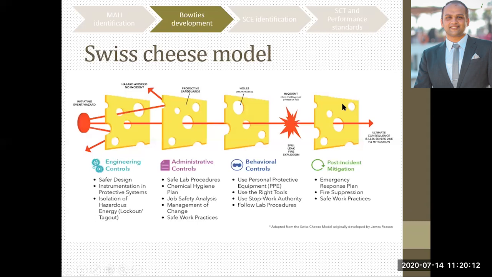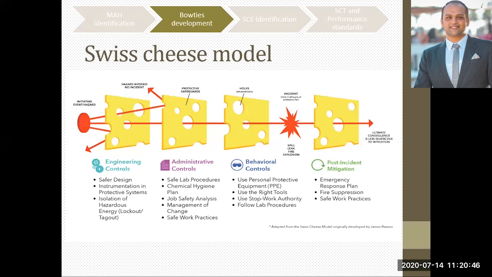The Swiss cheese model is a very common way of representation as well. And here you can find engineering control, administrative control, and behavioral controls. And at the end, if you have a leak or a loss of containment already, there are still post-incident mitigations like fire suppression or firefighting systems, emergency response plans, and safe work practices. It's just representing that if you have holes, the incident or the hazard will still pass. And these holes mean failure of a barrier or failure of a safeguard.